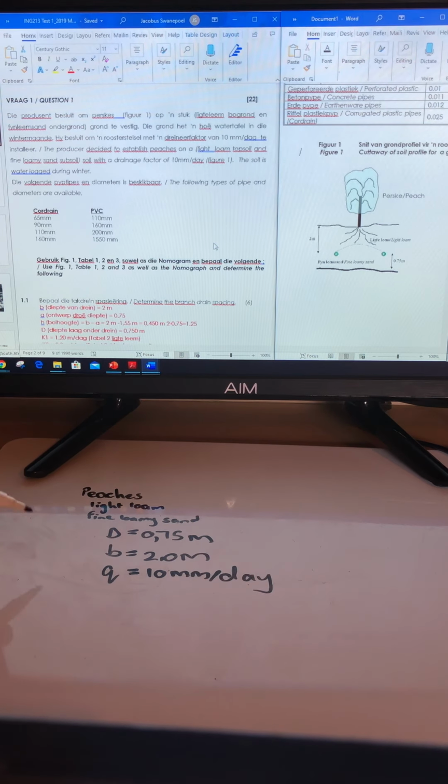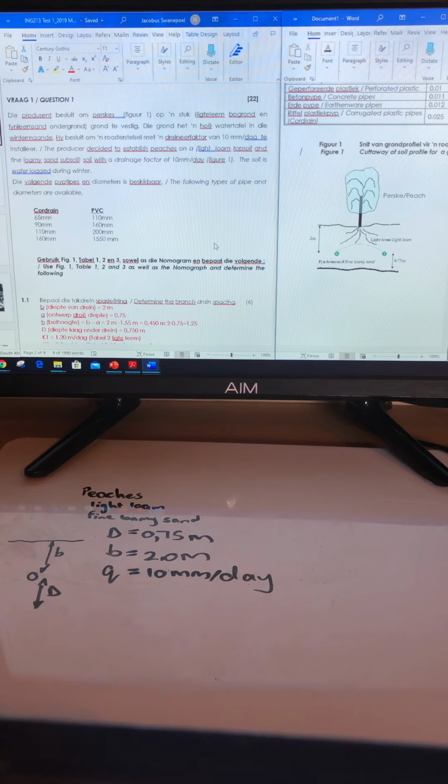So where do I get B from? If this is the surface of the soil and this is the drain, then that area from the surface to the drain is B, and from your drain to your impermeable layer underneath the drain is D. So B is 2 meters and D is 0.75 meters. Now you've got all of these values, and the question says, what is the spacing between the drains underneath the soil?